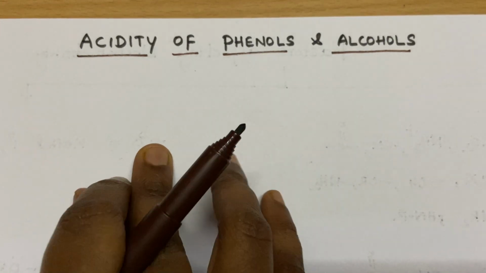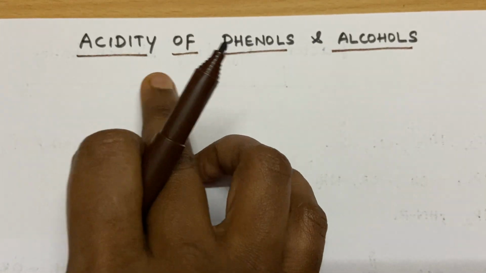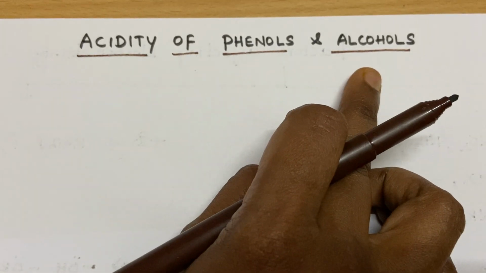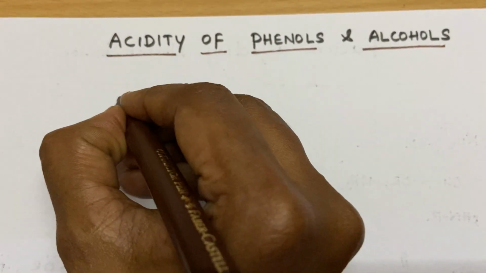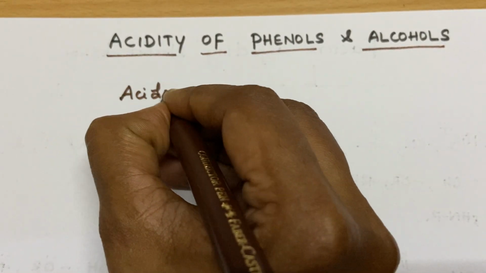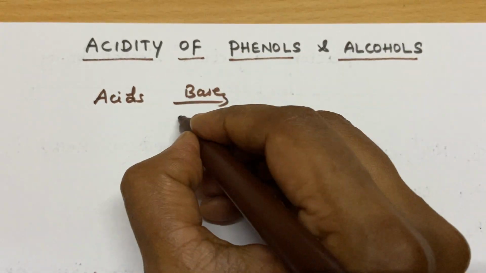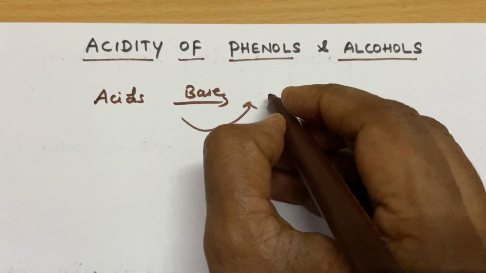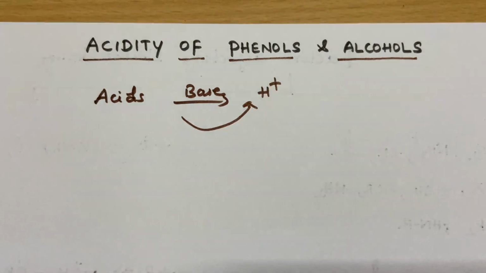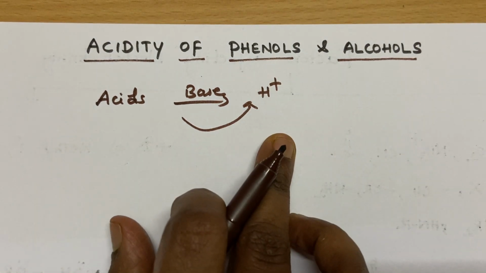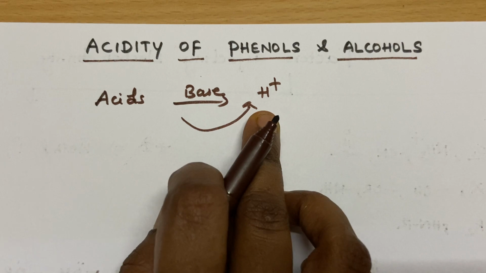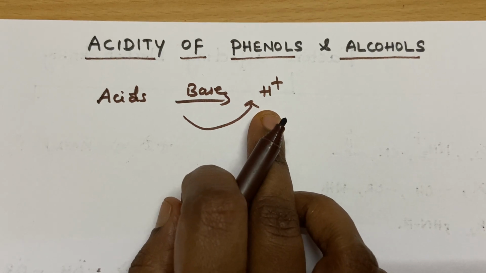Hi students, today the topic is how to compare the acidity of phenols and alcohols. Okay, so do you know what acids are? Acids are substances that react with bases. When they react with a base, what happens? They donate protons. Whichever species donates protons, we call it an acid, isn't it?